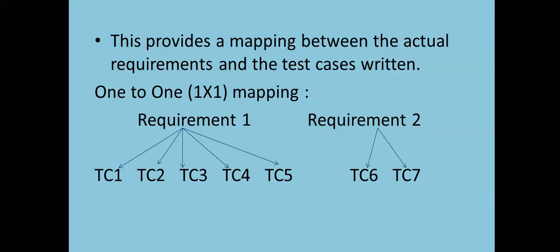As I told you, this provides a mapping between the actual requirements and your written test cases. I have taken one example for one-on-one mapping. Requirement 1 has, in this example, 5 test cases, and requirement 2 has 2 test cases. This is direct mapping, like one-on-one mapping. There might be one more scenario where you have many-to-one mapping. So 6 or 7 test cases might cover one requirement as well. In that case, requirement 1 will carry more weightage when you are performing your testing, so you need to focus more on that.